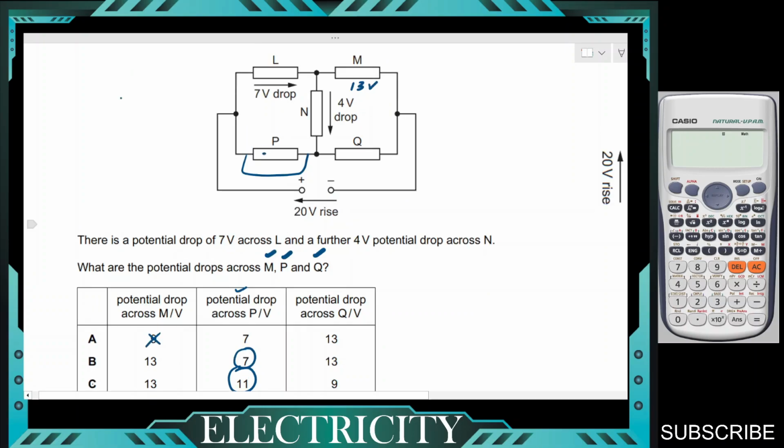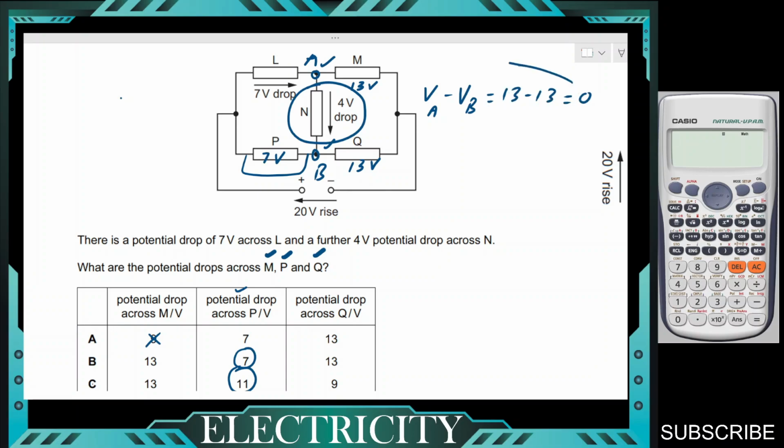Let's say the potential difference across P is 7. Then the potential drop across these points would have been 0, because then you had to write 13 over here. If you subtract these 2 points, the potential difference across this resistor would have been 0, because 13, call it A, call it B. Then what is potential at A minus potential at B? It would have been 13 minus 13, which is 0, but that is not the case. It has to be 4 volts.